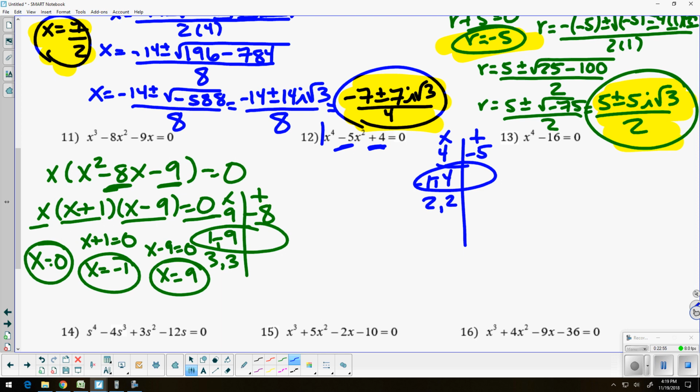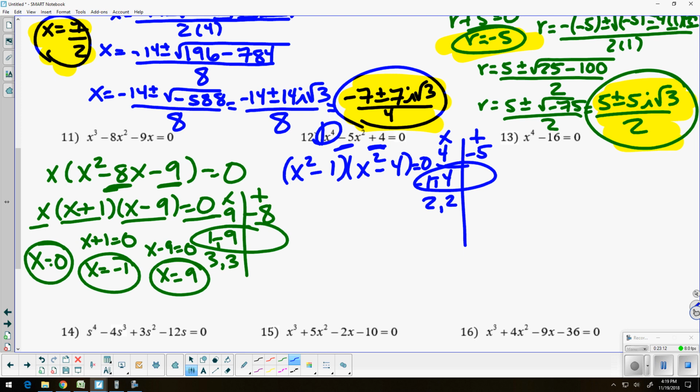So again, two negatives multiplied is going to be a positive, and that's how I get my negative 5. But how this factors would be x squared minus 1 and x squared minus 4. Where does the x squared come from? Well, it comes from this x the fourth.